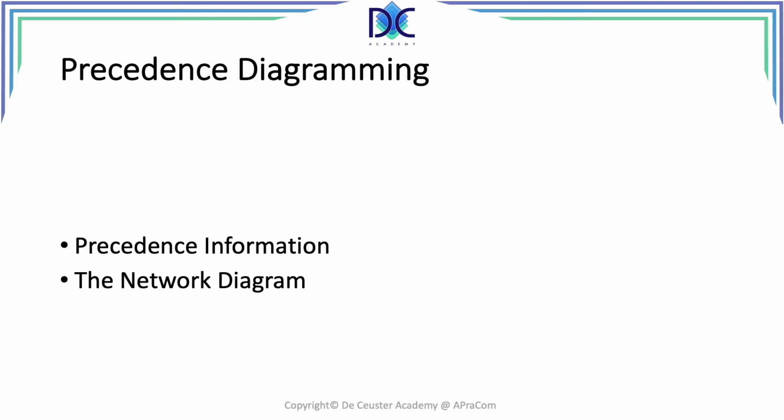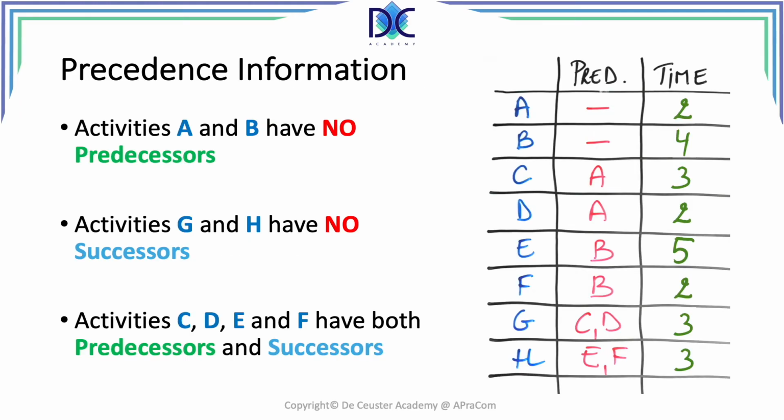In the table at the left side, you see the activities A to H with their precedence information and estimated duration. We will use the duration later, but it will already be added to the precedence diagram we will draw based on this information. Let us have a look at the table and start with the activities A and B.